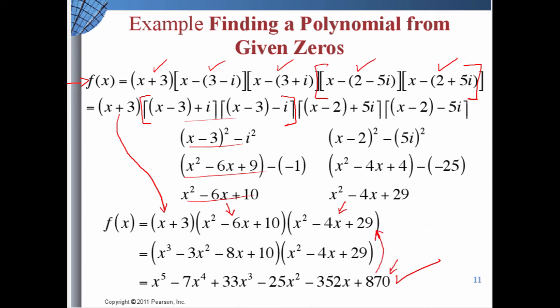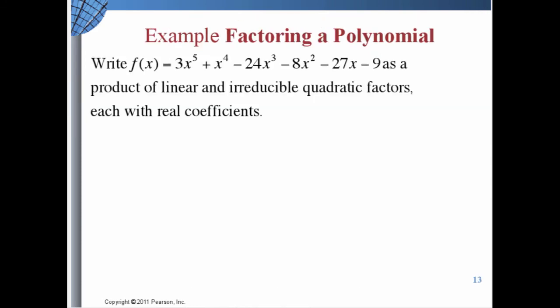If we started off with this as our original function, we could work our way back to this step here with some factoring, some synthetic division, our rational zeros theorem. We could work our way back to this line here, which shows the product of a linear factor and 2 irreducible quadratic factors. So that's basically what this blue box says. So here's another example of that. Write f as a product of linear and irreducible quadratic factors, each with real coefficients. So go ahead and pause the video now and try this. And when you're ready, play the video and we'll take a look at the solution.